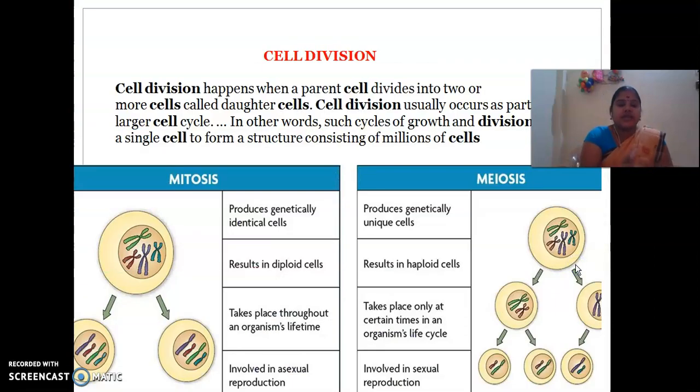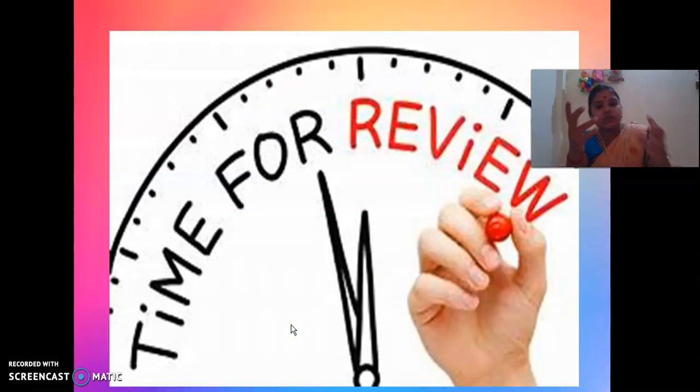And the last one is cell division. It's very simple. Cell division happens when a parent cell divides into two or more cells called daughter cells. So cell division is nothing but a cell dividing into parts. There are two types: mitosis and meiosis. Mitosis produces genetically identical cells. Meiosis produces genetically different cells. Mitosis takes place throughout an organism's life. It is lifelong. Okay.